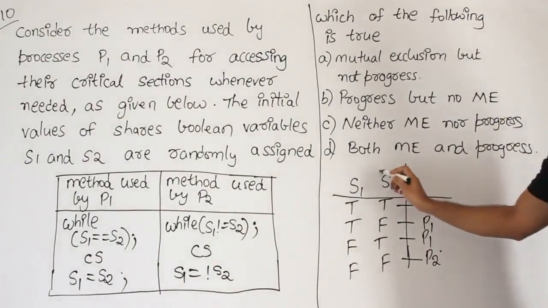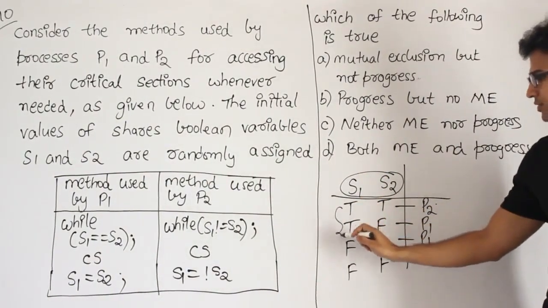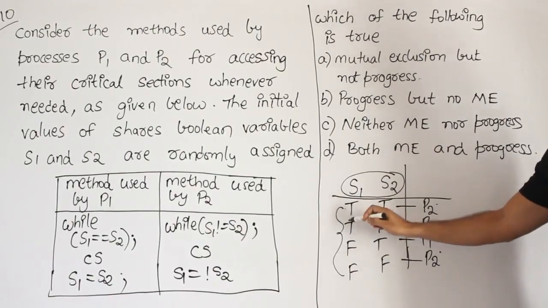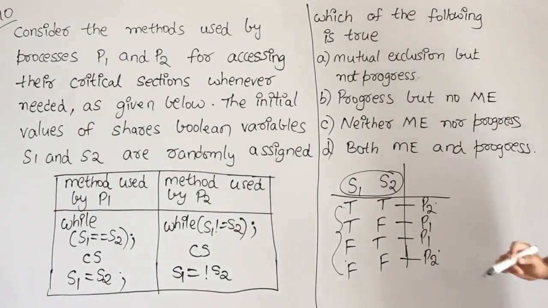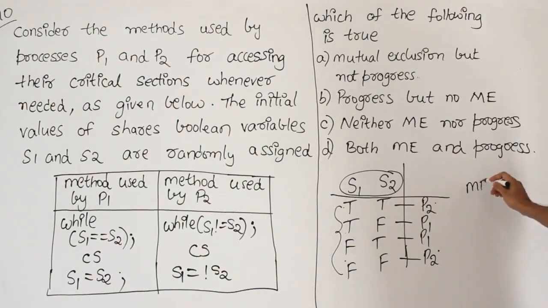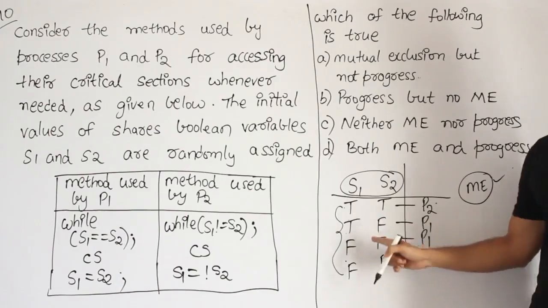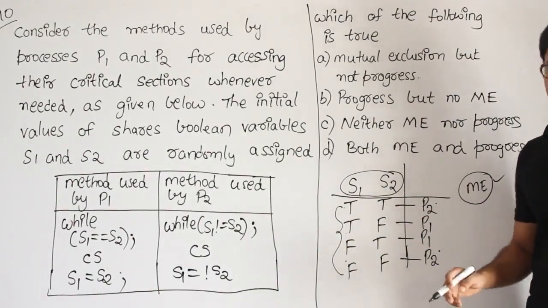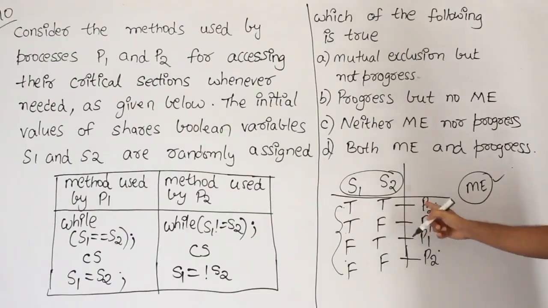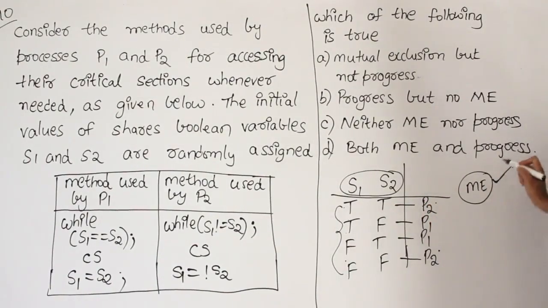Therefore, s1 and s2 at any point of time can contain any of these four cases, and for any of these four cases, only one process can enter the critical section. Therefore, mutual exclusion is definitely guaranteed. Why? Because s1 and s2 will contain only these four possibilities, and they are distributed in such a way that whenever any possibility happens, only one process is going to be in the critical section. So mutual exclusion is definitely guaranteed.